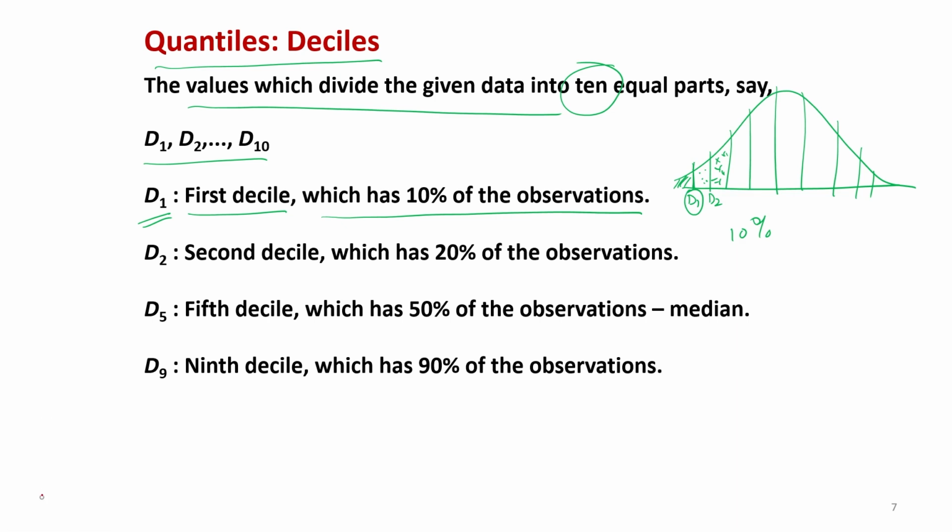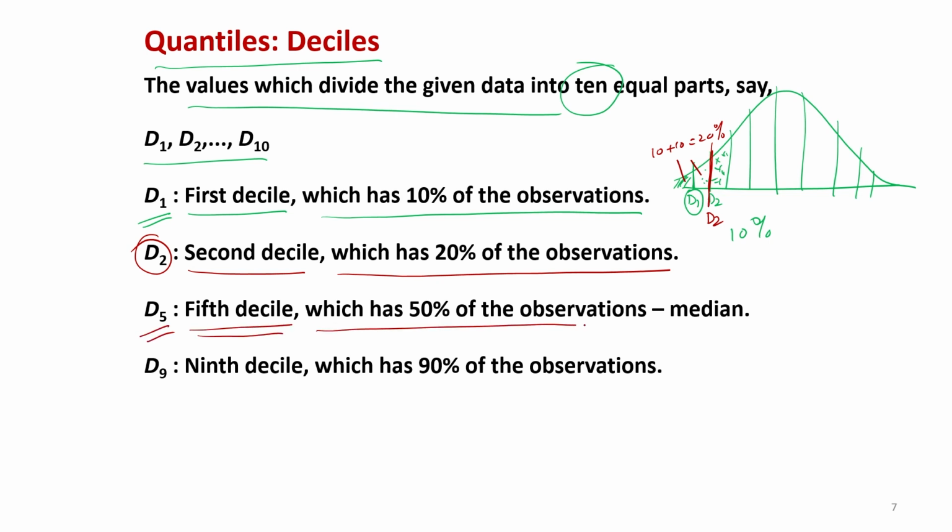And similarly, if you take D2, D2 is the second decile. So you can see here, this is your D2. D2 contains 10 plus 10 equal to 20% of the total frequency. So D2 has 20% of the observations. And similarly, D3 contains 30% of the total observations, D4 contains 40%. Similarly, D5, the fifth decile, will contain 50% of the observations somewhere here, right. This is your D3 and here D4 and then D5.